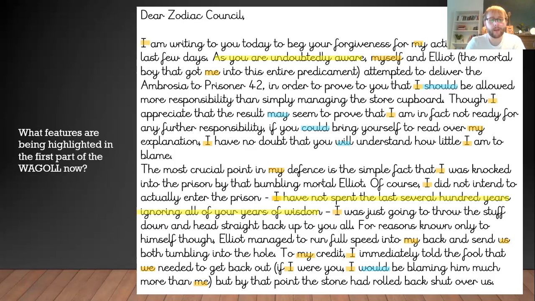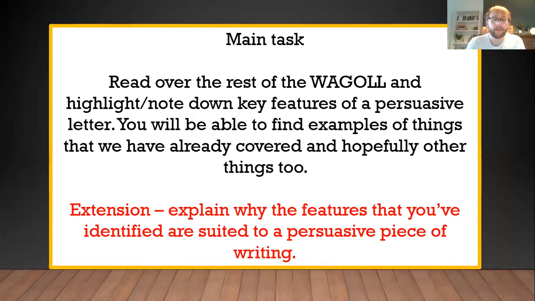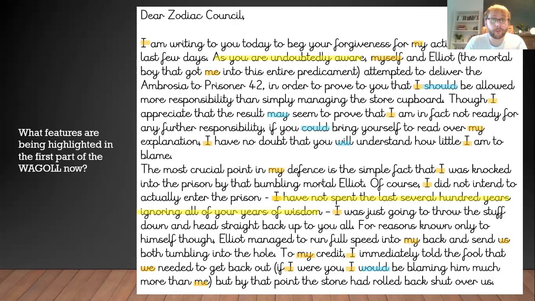Okay, so what you should have got is that the yellow is where you have shown that you're flattering the person you're writing to, that you're trying to get on their side. You're being persuasive by showing that you understand their point of view. The blue are modal verbs: should, would, could, may, will, etc. And the orange is all examples where the writer is using first person.